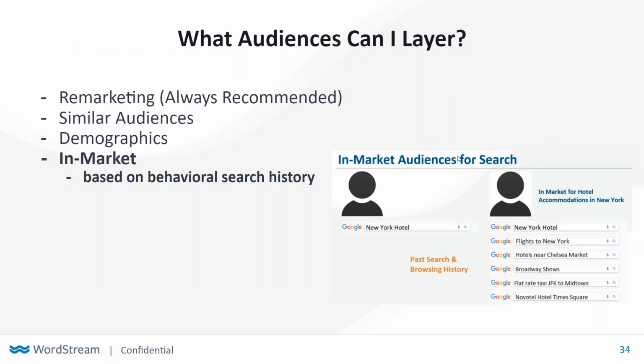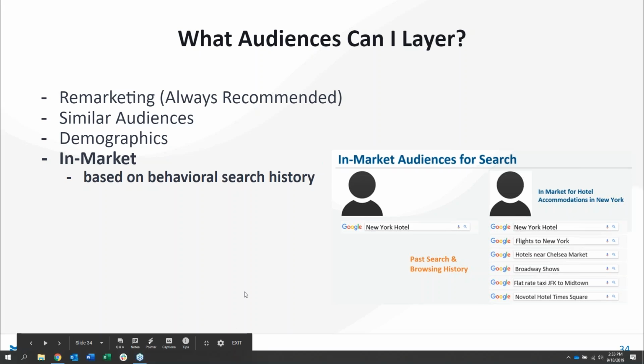What audiences can we layer? So remarketing, this is a huge one. Larry Kim, our founder, did a study on this a while back. He took his normal bread and butter search campaign, and then layered on a separate campaign identical to it with a remarketing audience, and saw a lower CPA by 33%. So huge. Remarketing always recommended.